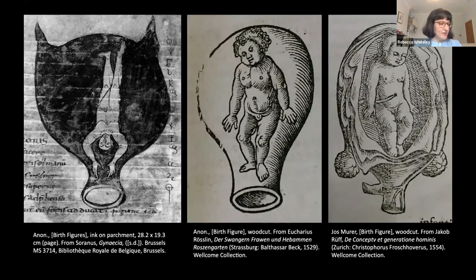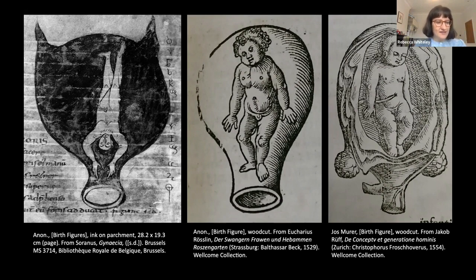So birth figures have a very long history in gynecological manuscripts. The earliest known birth figures were produced to illustrate copies of a Latin translation of Soranus's gynecology by a North African writer of the 5th or 6th century called Muscio. They entered print in 1513 in copies of Eucharius Roslin's Der Schwangern Frauen und Hebammen Rosengarten. This work was immediately popular and translated into both Latin and many European vernaculars.